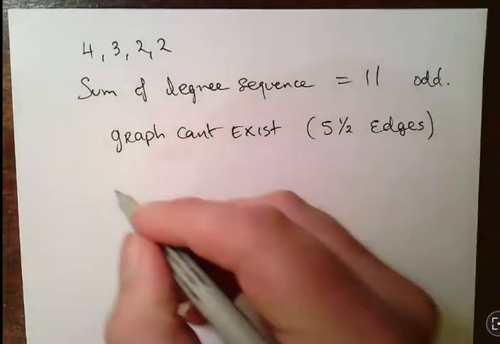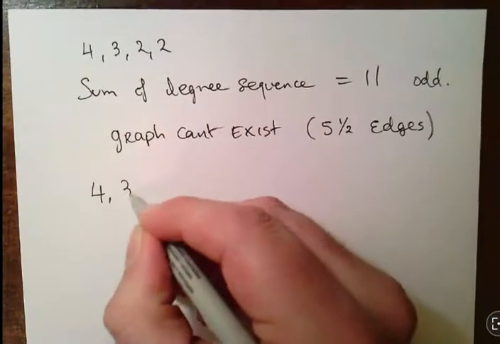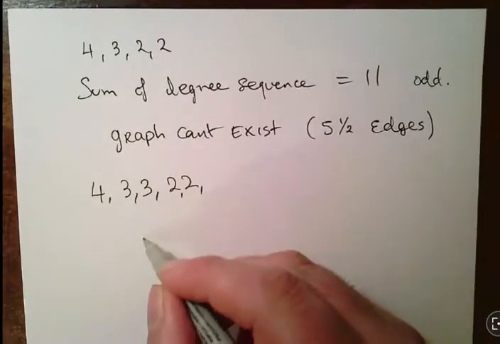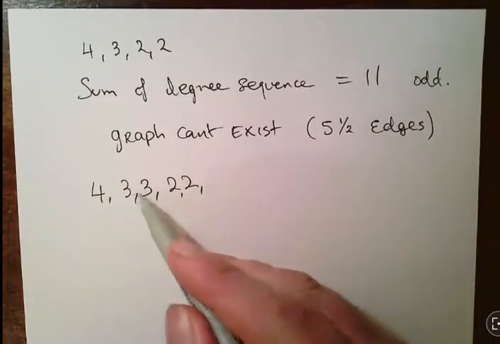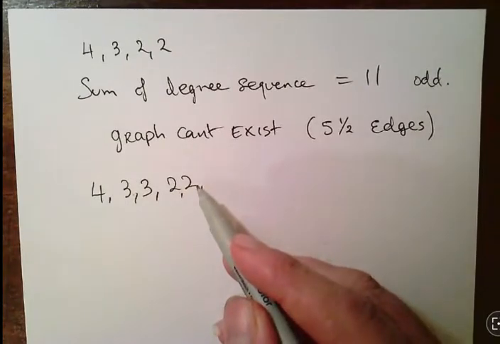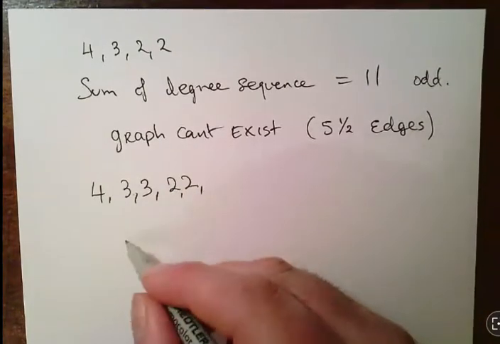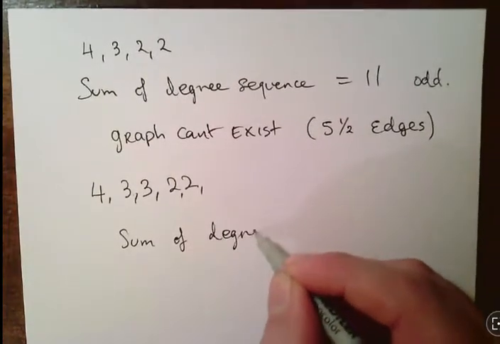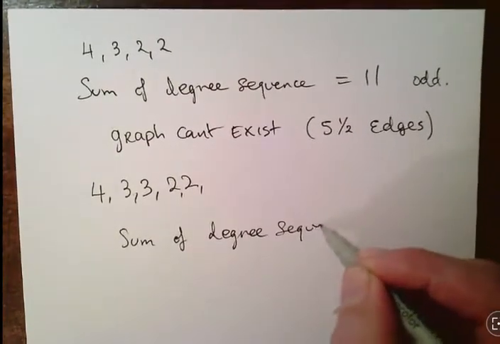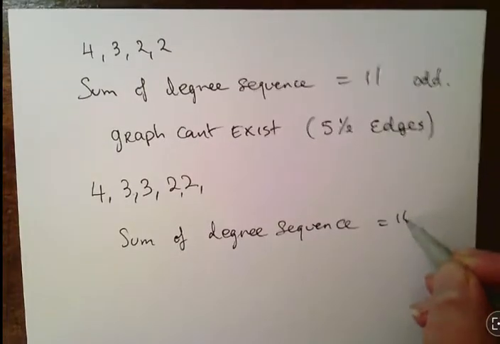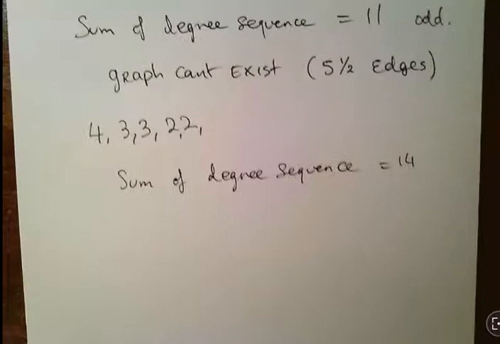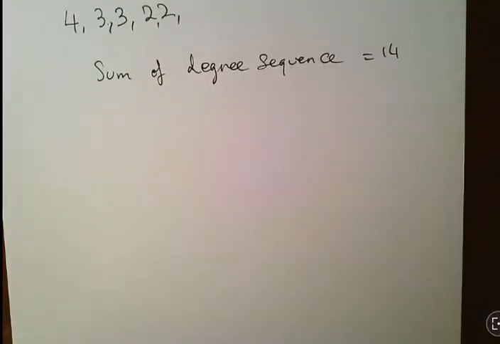Okay, so the second one is 4, 3, 3, 2, 2. The sum of the degree sequence is 4 plus 3 plus 3 plus 2 plus 2, that is equal to 14. So the sum of the degree sequence is an even number, so that is perfectly acceptable. So let's try to draw this graph.